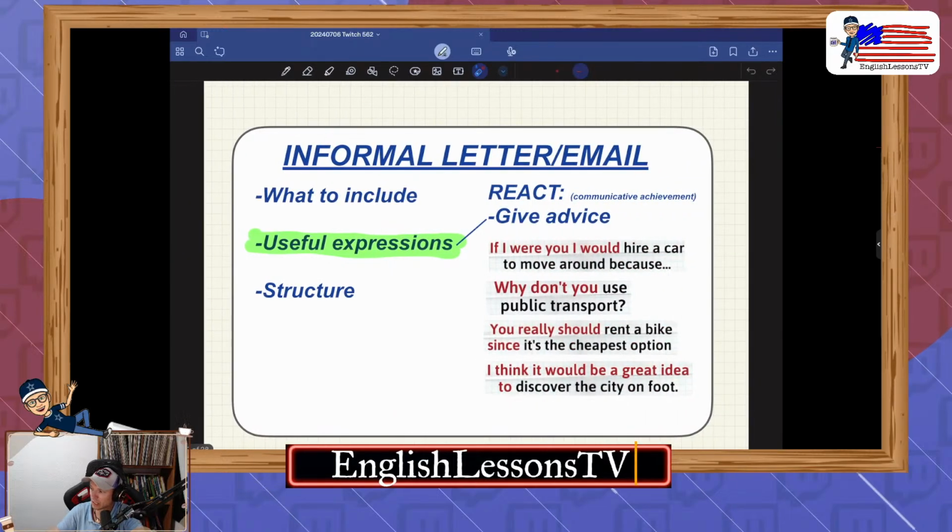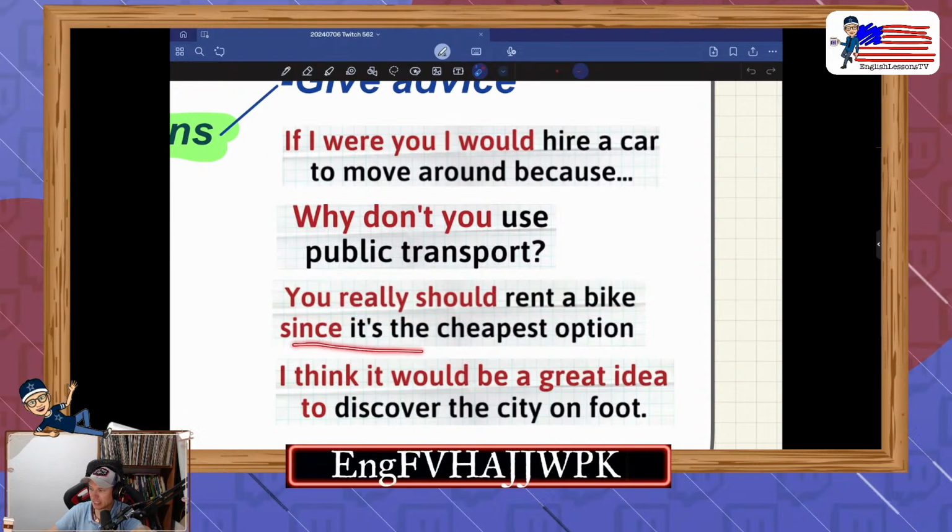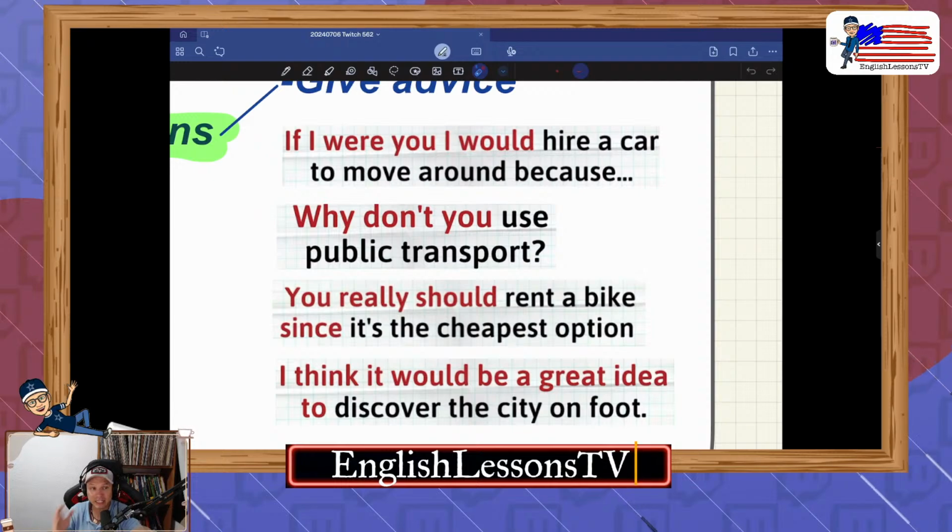For example, in giving advice, you have: if I were you, I would hire a car to move around because it's very difficult to move in public transportation. Why don't you use public transportation instead of hiring a car? You really should rent a bike since it's the cheapest option and it's easy to get around. I think it would be a great idea to discover the city on foot. On foot is like walking. These are four pieces of advice.